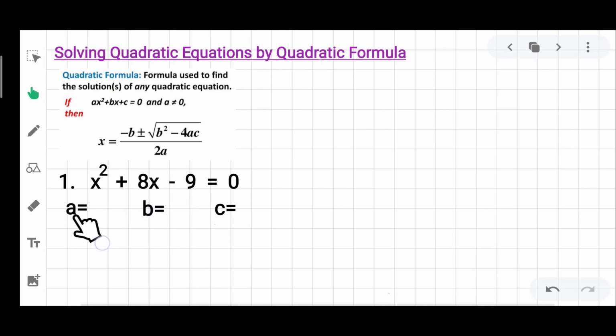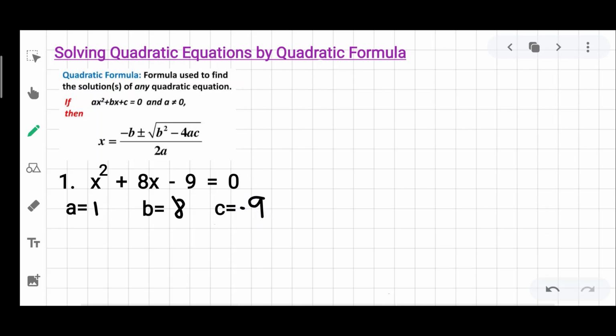So, ngayon, ano nga bang value ng a? Yung value ng a, yun yung numerical coefficient ng x squared, which is 1. Di ba pag walang nakasulat, 1 ang numerical coefficient? Okay, next. Yung b naman natin is the numerical coefficient of x, yung katabi ng x, which is positive 8. Pero hindi na isusulat yung positive, 8 na lang, kasi automatic positive na yan. And then yung c natin is our constant o yung number lang, which is negative 9.